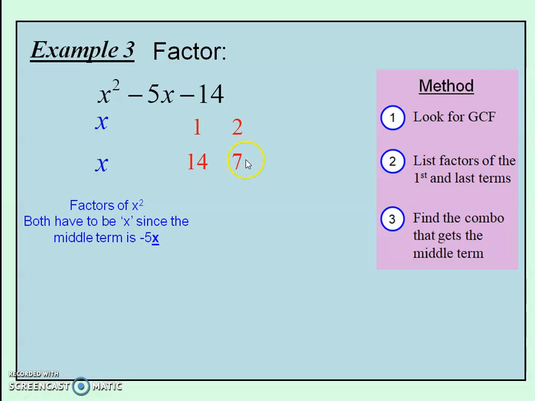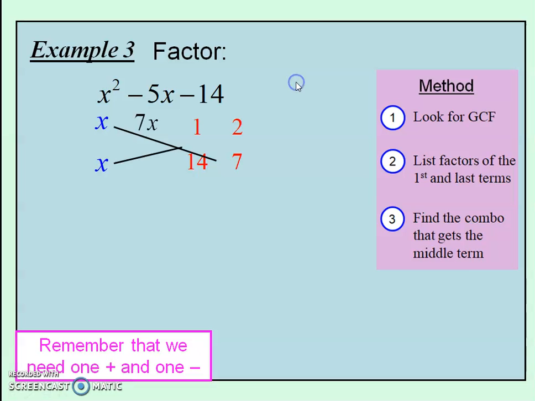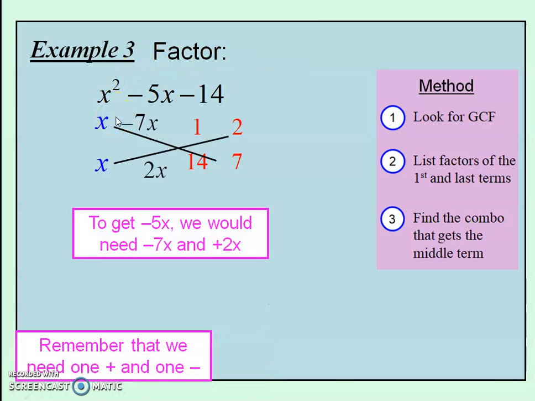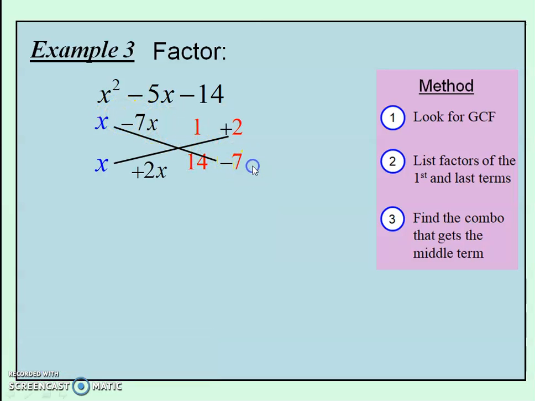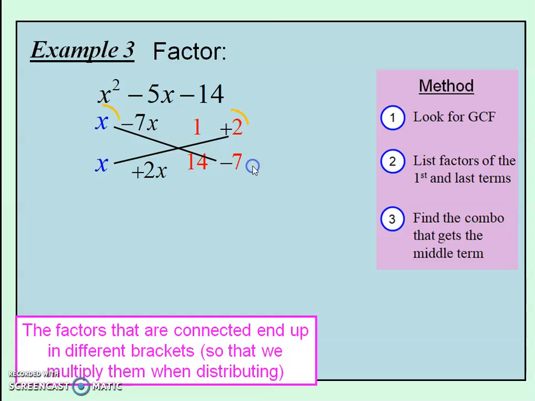That looks familiar because this is almost the same as example 2. And when I'm looking for the combination that works to end up with negative 5x, 2 and 7 is still the winning combo, but to end up with negative 5x, I have to have a negative 7x, that negative follows here, and a positive 2x, that positive follows here. And again, the ones that are connected end up in opposite brackets, so x and positive 2 end up in the same bracket. That's one factor. And this x and this negative 7 end up in the other bracket.